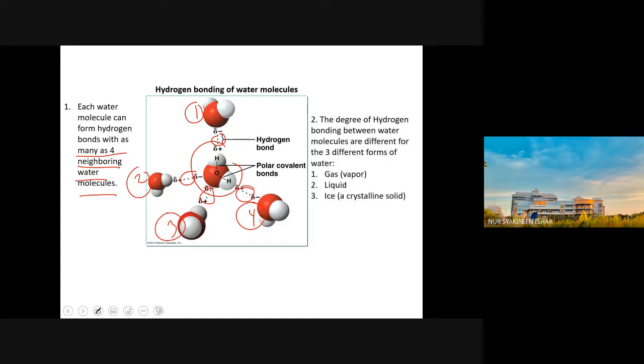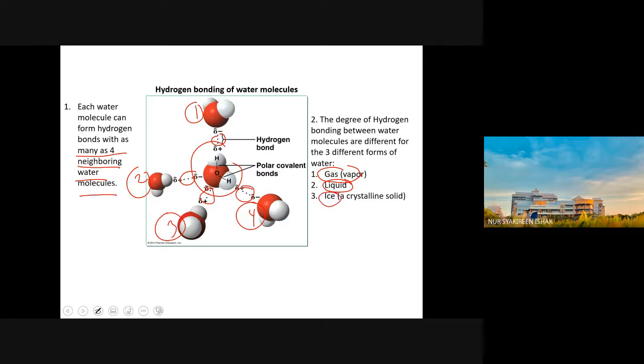That will represent a covalent bond. Number two, the degree of hydrogen bonding between water molecules is different for 3 different forms of water. You have learned this: water can exist in 3 states, as gas or vapor, liquid, and also ice, a crystalline solid. In gas or vapor, there is a lack of formation of hydrogen bonds. The water molecules are further apart in the air, so the formation of hydrogen bonds between them is unlikely. But in the liquid state, they form, break and reform hydrogen bonds with great frequency.